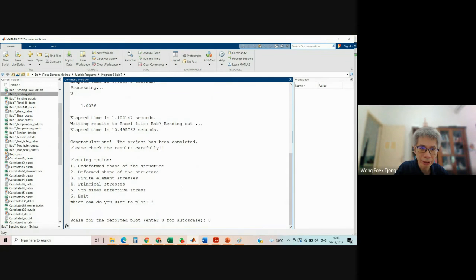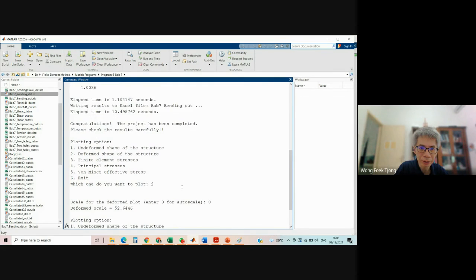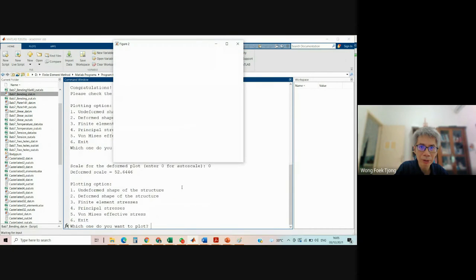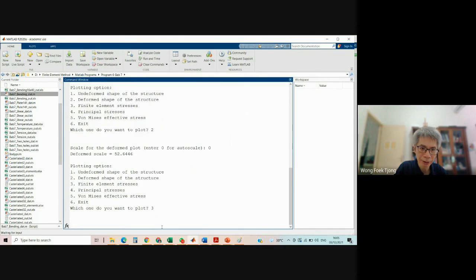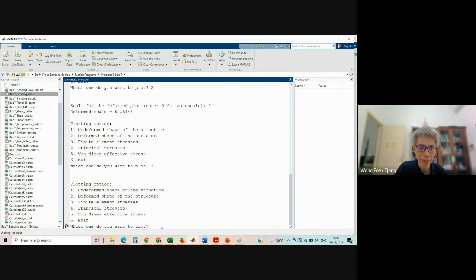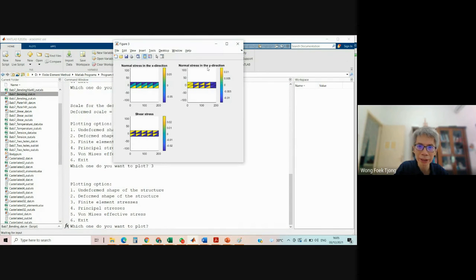You can see the results. This is the undeformed and deformed shape after bending. And then the stress, how about the stress? Okay, this is the stress.